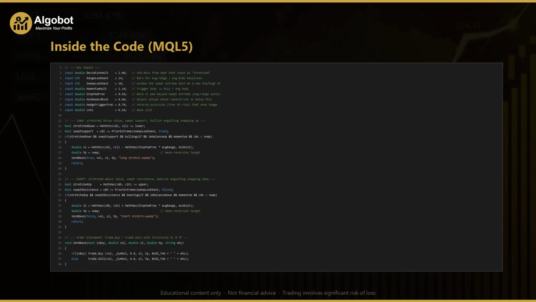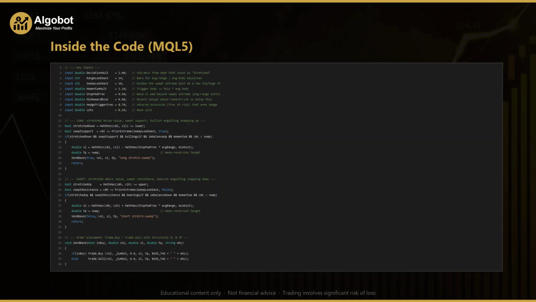Now the long block. The strategy first checks stretch down, confirming a recent low has reached or passed below the lower band, and swept support, confirming a new local low. The if statement then requires all conditions together: the stretch, the sweep, a bullish engulfing, an upward imbalance, the momentum body, and price still below the VWAP.